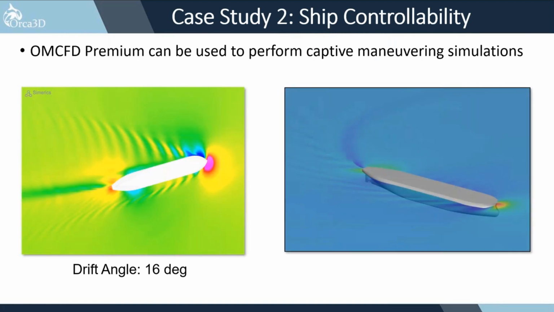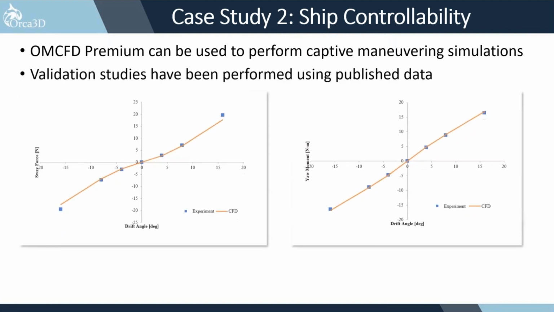I do the same thing for pure yaw: take the model and rotate it around a circle of different radii to get the forces and moments as a function of yaw rate. This is very simple, because there's no dynamics in these models. They're very simple and very fast to run. The model is captive, it's fixed, and we're measuring forces, so it runs very quickly.